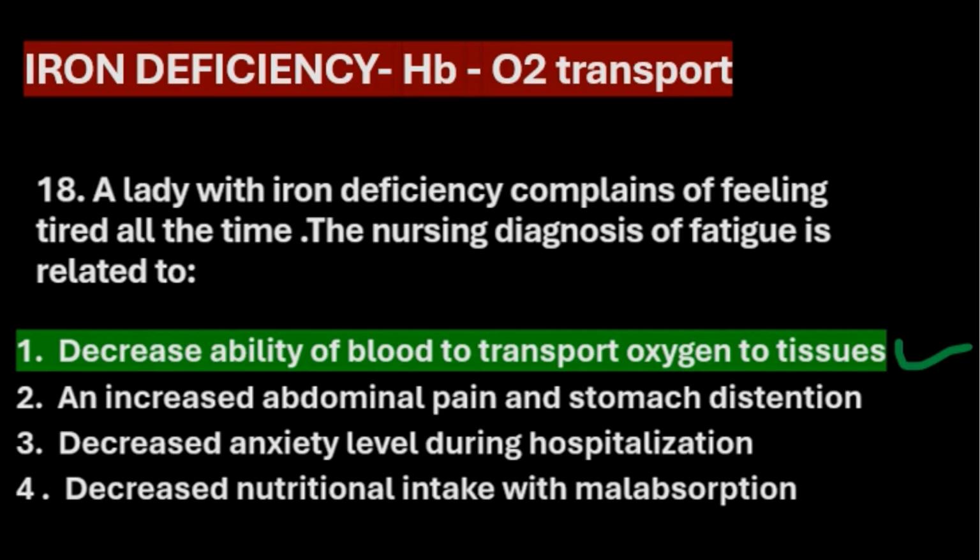Iron deficiency will be related to hemoglobin because iron is a part of hemoglobin. So if the hemoglobin is less, oxygen transport will be affected. That's why decreased ability of blood to transport oxygen to tissues will be related to iron deficiency anemia.